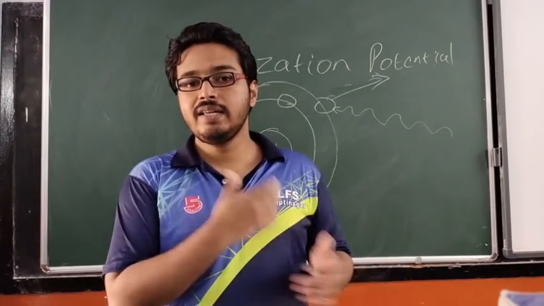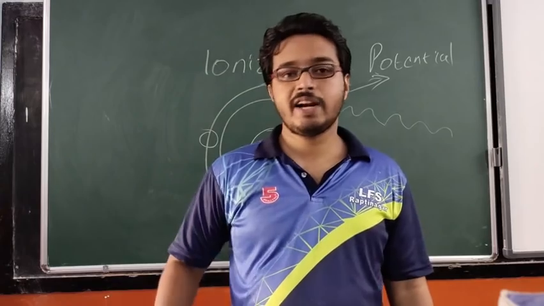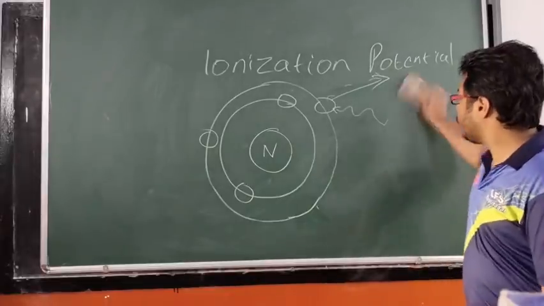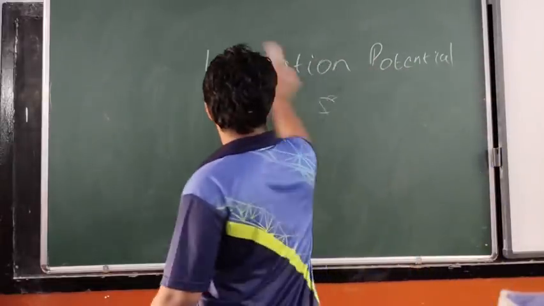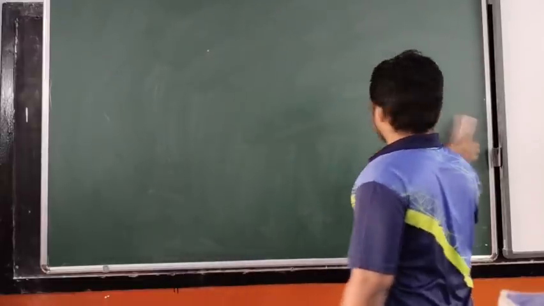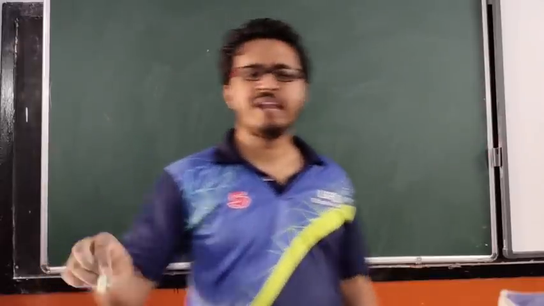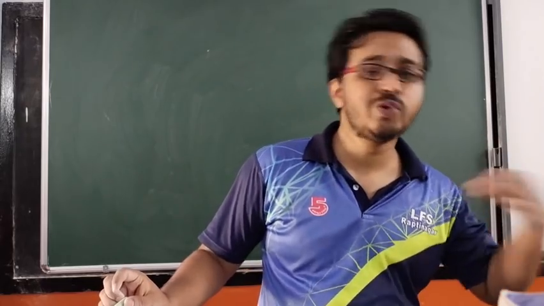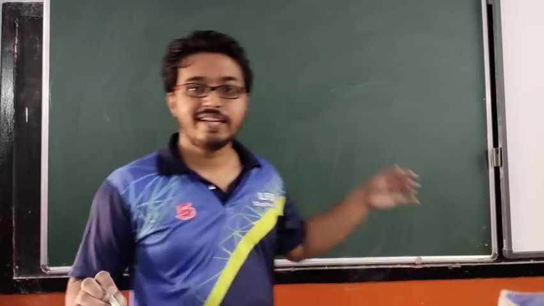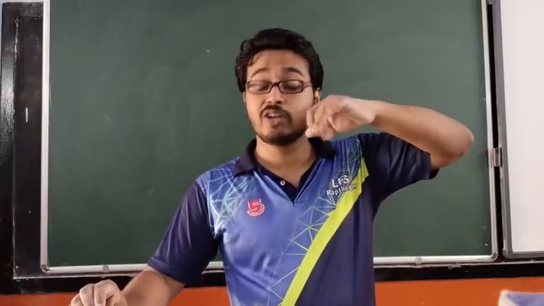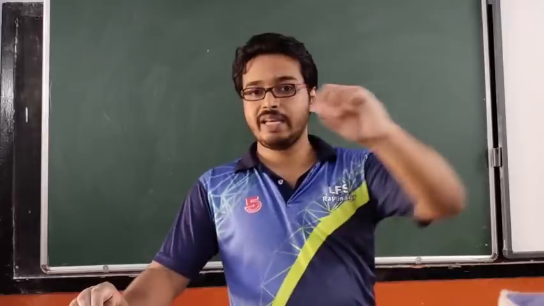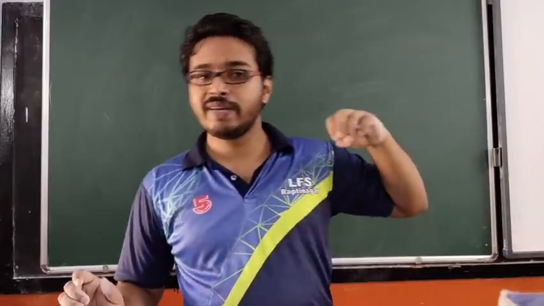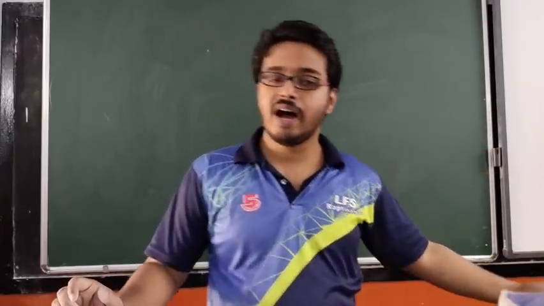So almost all the elements have their atomic ionization potential measured. So it is measured by this technique. Now this ionization potential has some similarities with metallic character. So what was metallic character? It was the ability of an atom to lose an electron. So here also we can see that the electron was removed from the outermost shell. So if the atom has an ability to lose the electron, it can easily be removed from the valence shell.